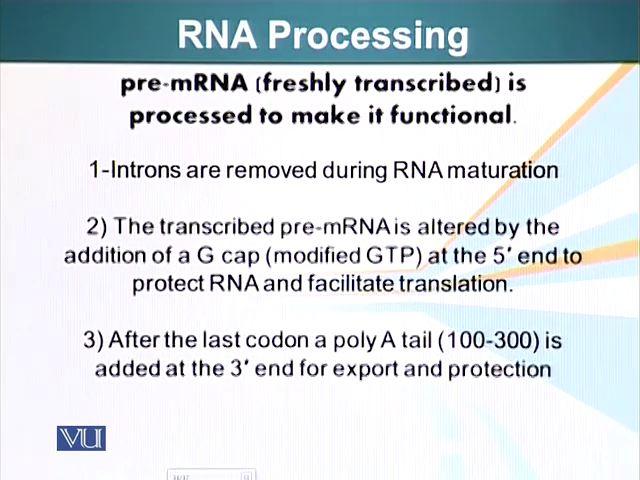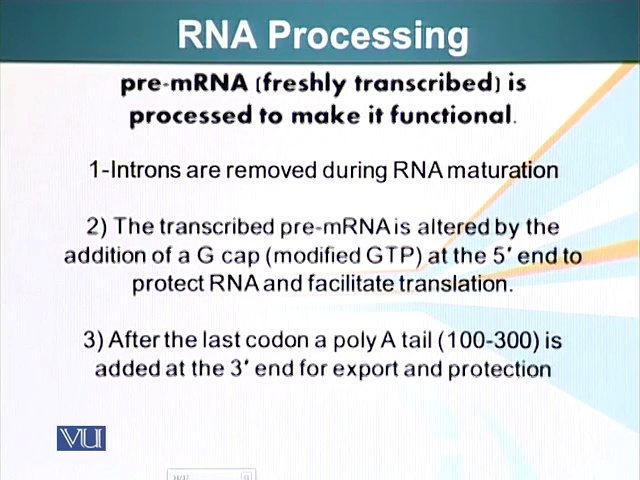It has to go through processing before it can be used by the ribosomes: first of all, exported from the nucleus and then recognized by the ribosomes, and ultimately the message in the messenger RNA can be translated into proteins, functional proteins. Three types of processing have to occur on messenger RNA. Number 1, introns have to be removed.